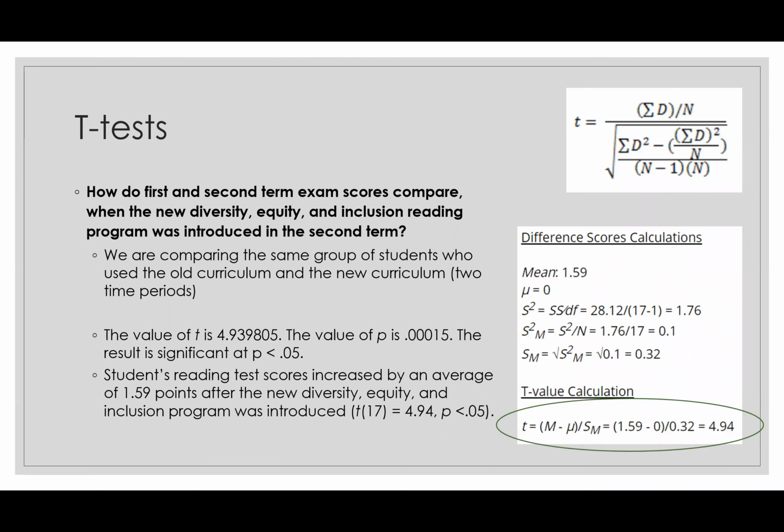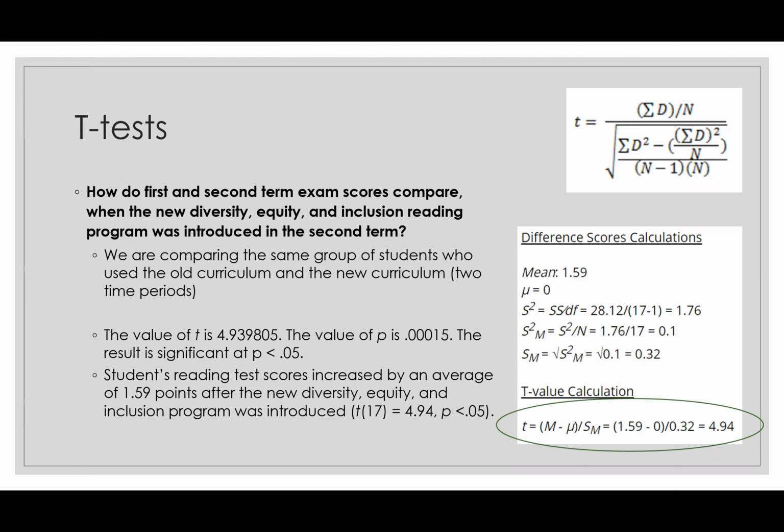And again, here's that formula, and here is the output that you get from the computer. Again, you can see that the mean difference between the first and second test is 1.59. That's what the mean means in this type of calculation. And when you're calculating the t statistic, it is 4.94. So again, the computer calculates a p-value, and in this case, the result is significant.